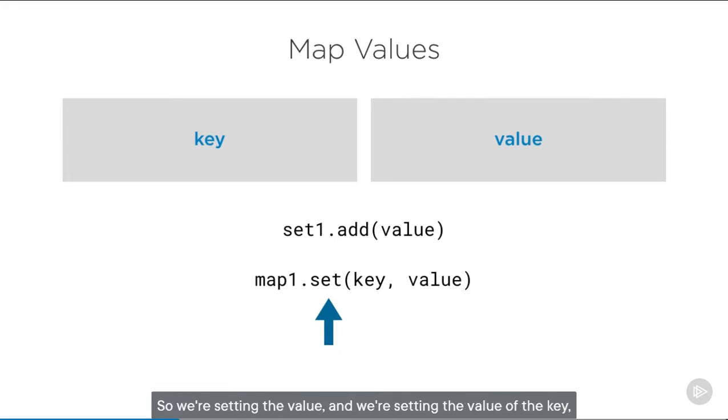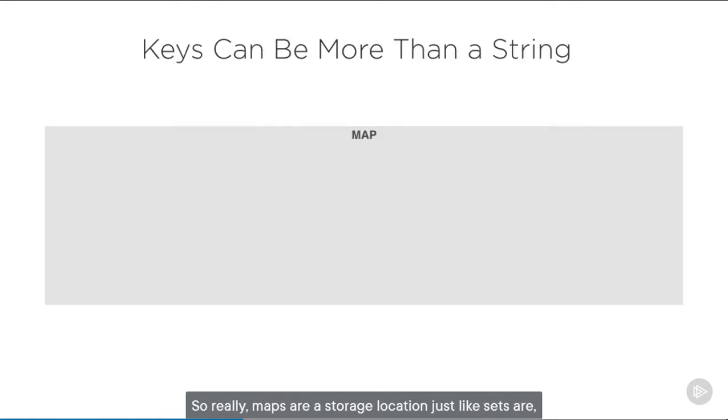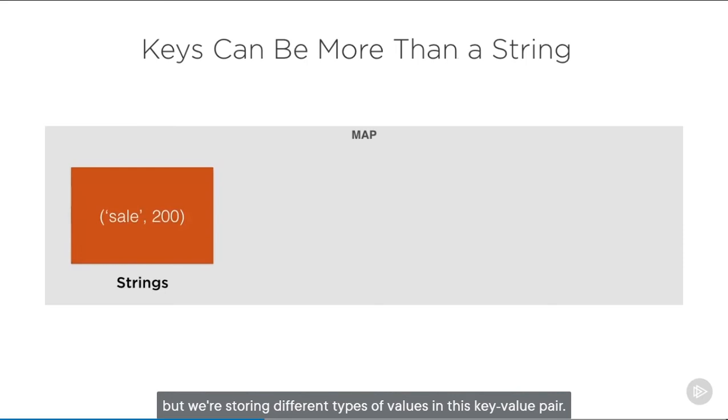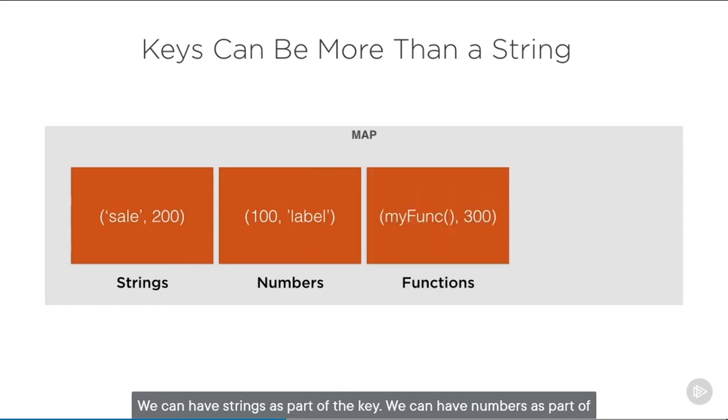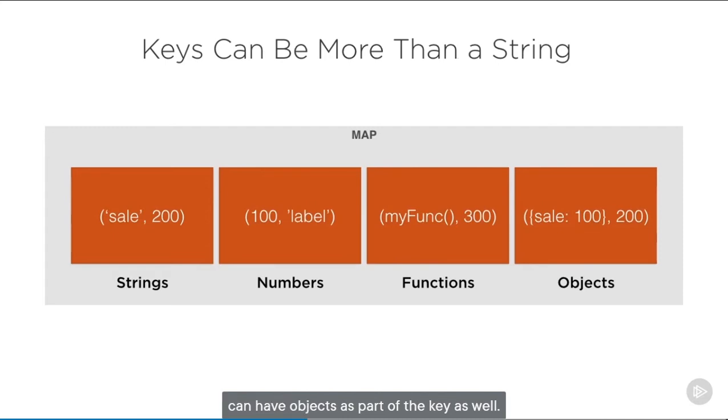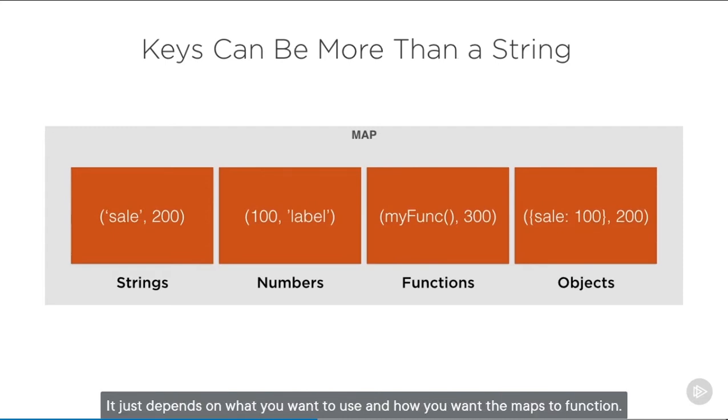So we're setting the value of the key. It's really important to know because when we want to reference this map and grab the key, we need to know what that key is to be able to identify it. So really maps are a storage location just like sets are, but we're storing different types of values in this key value pair. We can have strings as part of the key, we can have numbers, we can even have functions, and we can have objects as part of the key as well. It just depends on what you want to use and how you want the maps to function.